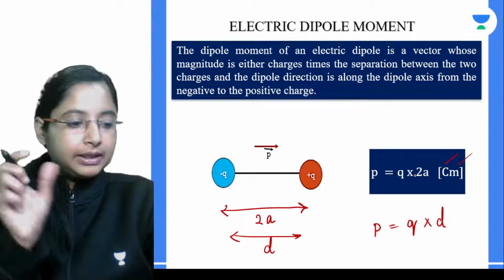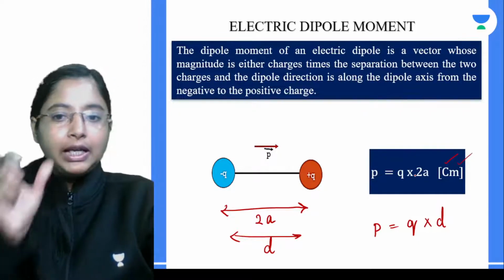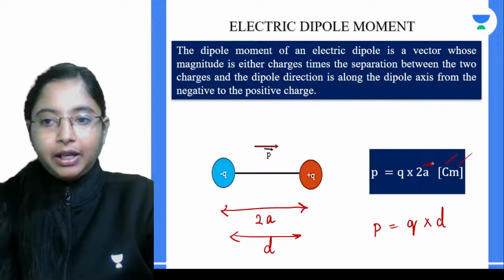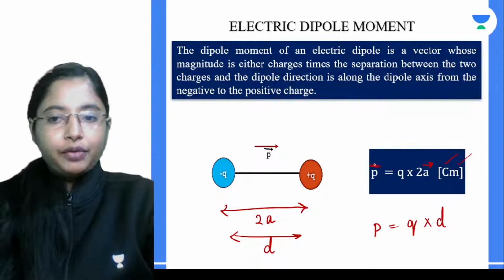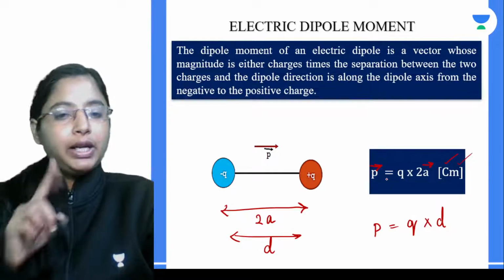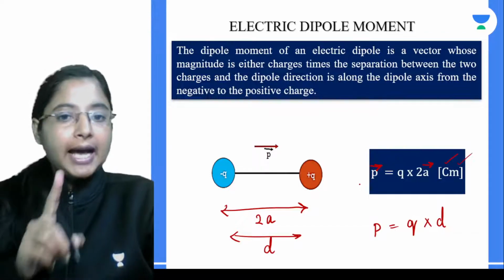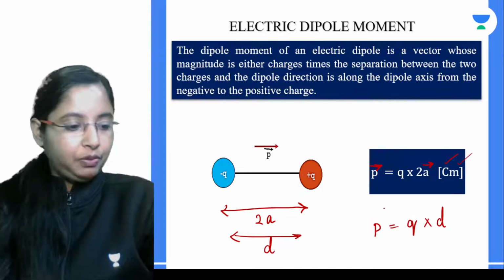This distance can be taken as a position vector, so it can be a vector quantity. So we end up getting the dipole moment as a vector quantity, and its direction is always from negative to positive.